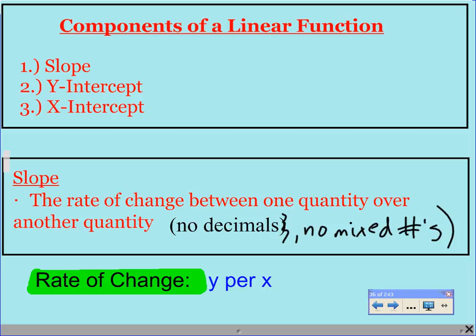So you could also say y each x or y every x. Any of those key words that mean per. So any of them. I'm just putting one up there because I don't have enough room to write all of them.